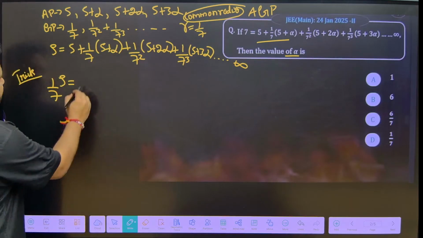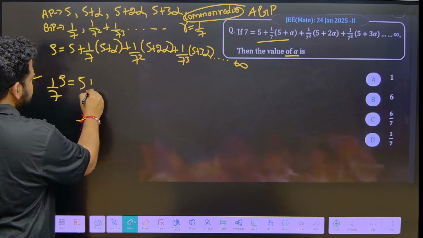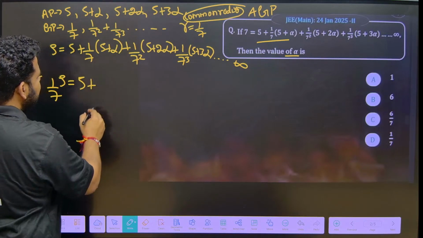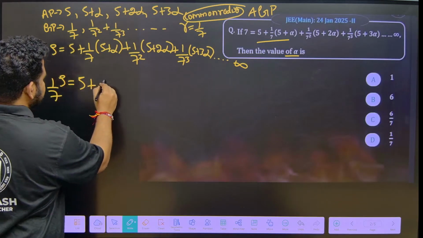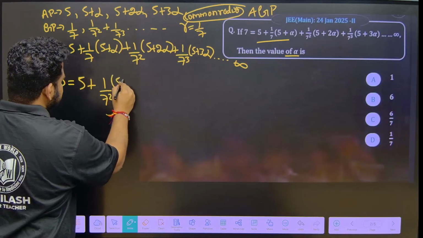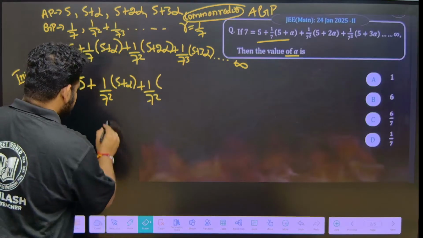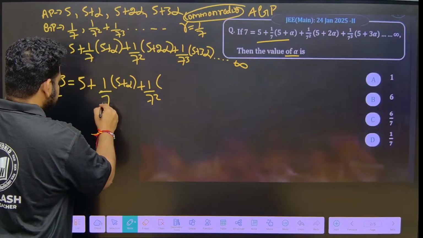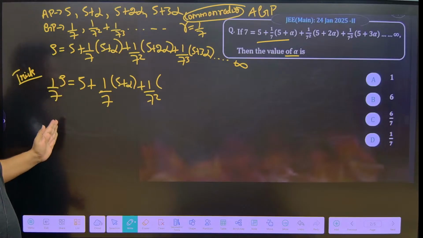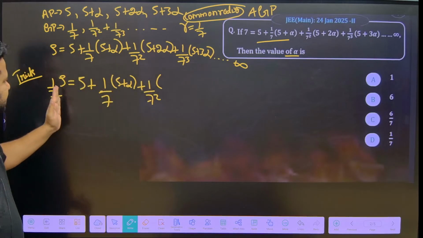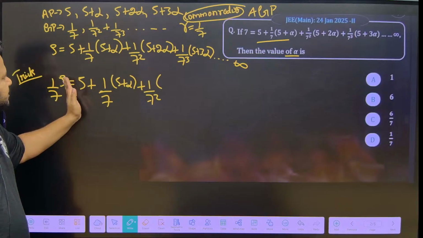So what will we get? Multiply the sum by 1 by 7. Please focus. What we will have here is 1 by 7 square into 5 plus alpha, not 1 by 7 square, just 1 by 7 only for the sum. Only for the sum you multiply, so this becomes S by 7, that is 1 by 7 times S. Whatever is in the RHS, write down as it is, no need to change anything. This is the trick.